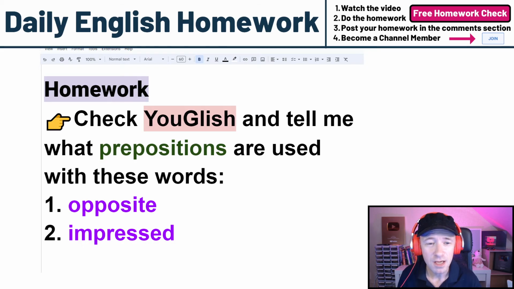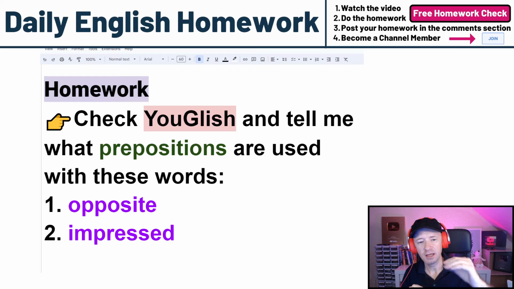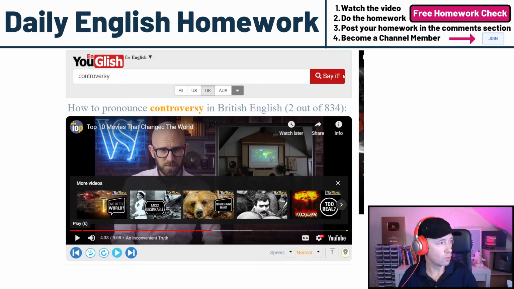All right. So your homework is to check YouGlish and tell me which prepositions are used with these words. I have two words, opposite and impressed. Now, I'm going to use an example of the word go. Just the simple word go. Say it.